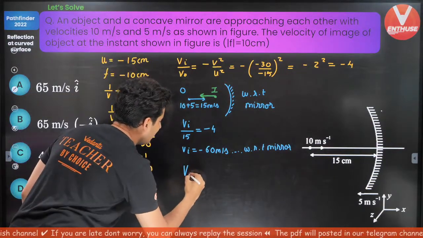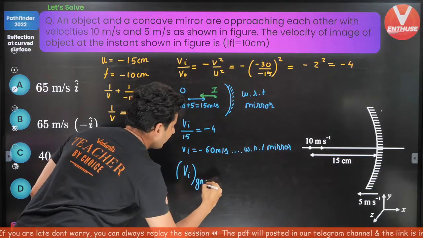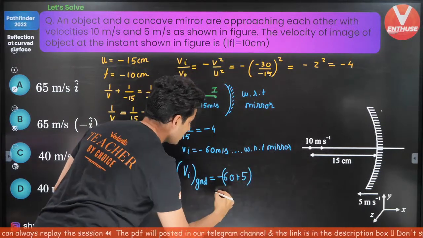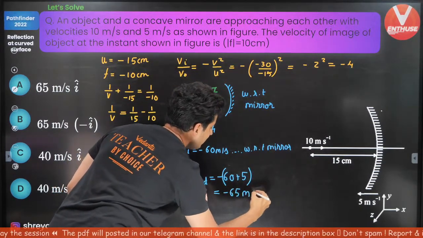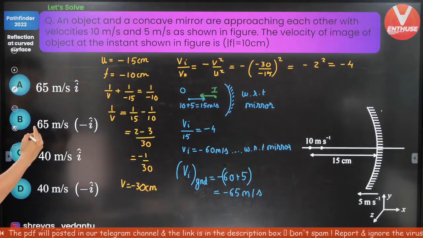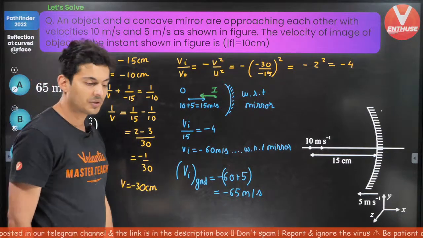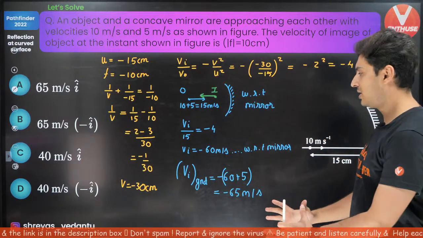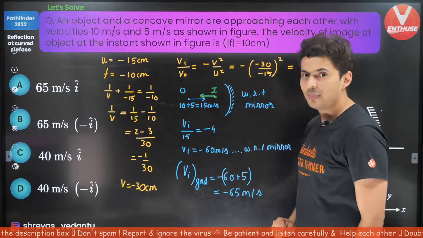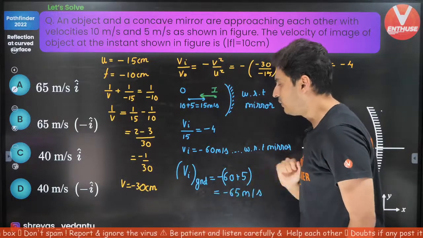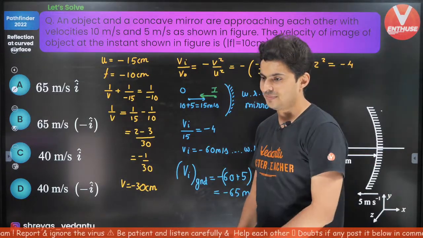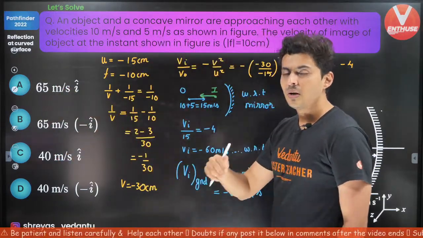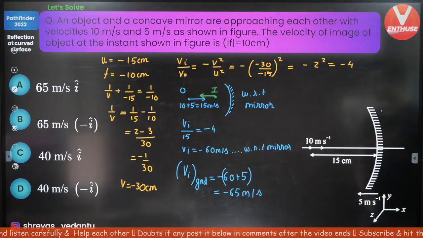So the actual velocity of the image with respect to the ground frame will be minus 60, minus 5, basically in that same direction, which will be minus 65 meters per second, which is basically option B, I suppose. Is that understood, my warriors? What a brilliant question, because you have to change the frame from mirror and then again come back to the ground frame. Without that, you cannot solve this question. In the negative, because it's going to go that side. Okay, option A is just there to confuse you, and many students might make that silly mistake.